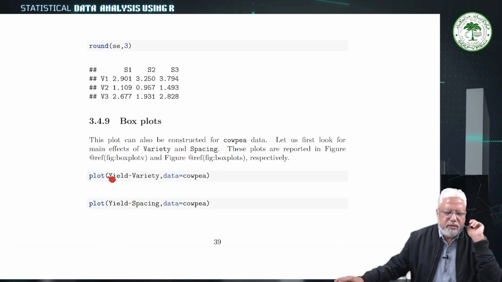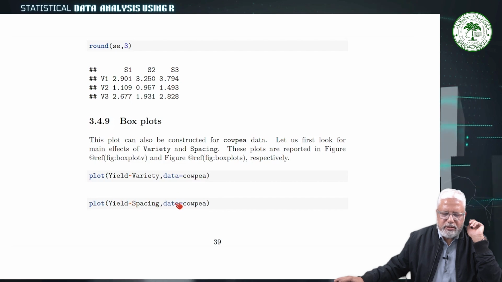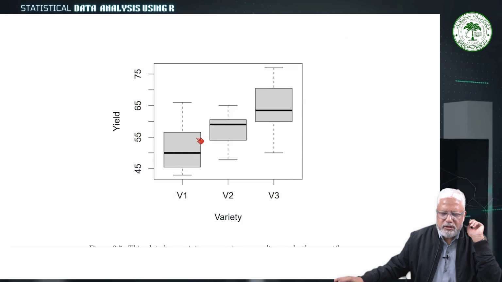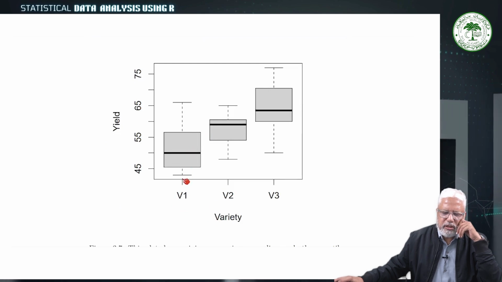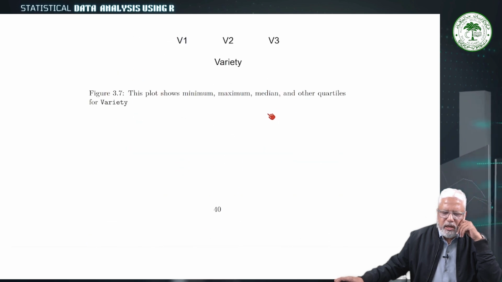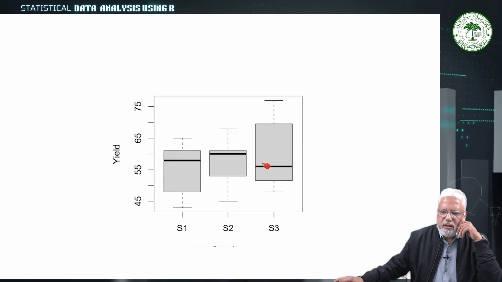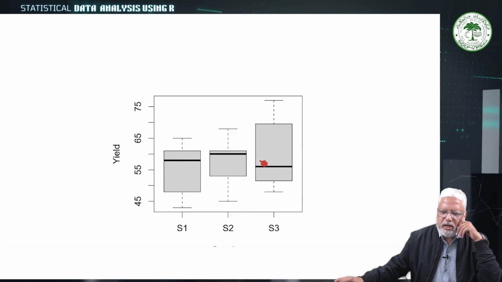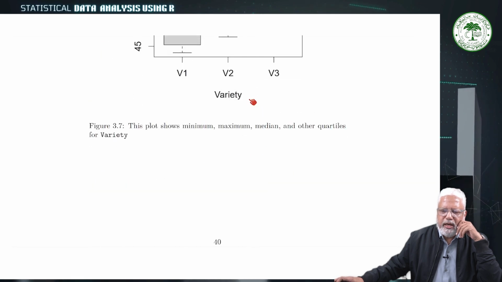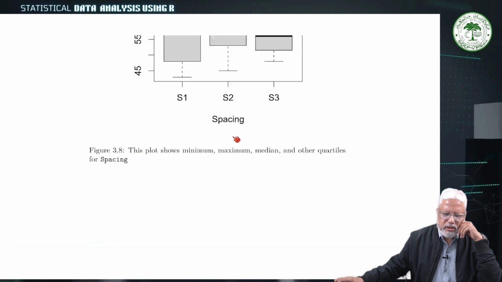Then box plot: plot yield versus variety, plot spacing, data copy. So these commands give the box plot of variety. Here there is significant difference between variety 1, variety 2 and variety 3. And the box plot of spacing, here it seems to be a significant effect but not as much as here. Varietal effect is more as compared to the spacing effect, but there is a significant effect.